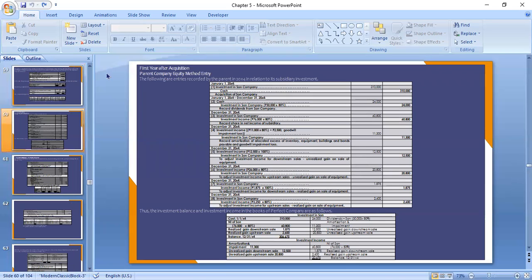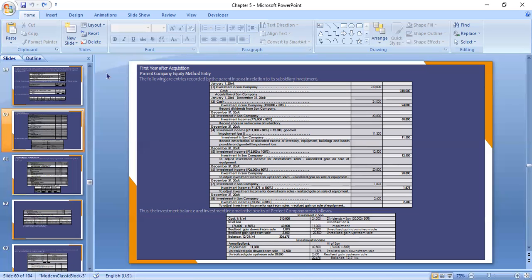So we have now the entries as of the first year of acquisition. The following are the entries recorded by the parent in 20x4 in relation to its investment. Now, this is under the equity method. So, the parent on January 1, 20x4 debits investment in Sun, credit cash. So, we have now the acquisition of the subsidiary.